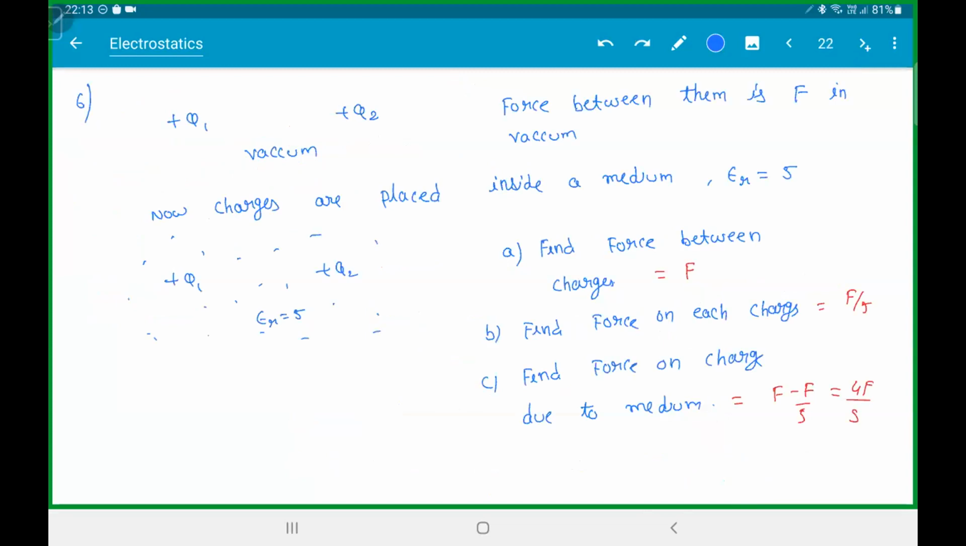This is important. Force between charges will not depend on the medium. But most people in a hurry, they'll write F by 5 and come. The answer is F only. It doesn't matter what medium you keep. So force between the charges and force on each charge are totally two different concepts. So please be careful with that. Clear?